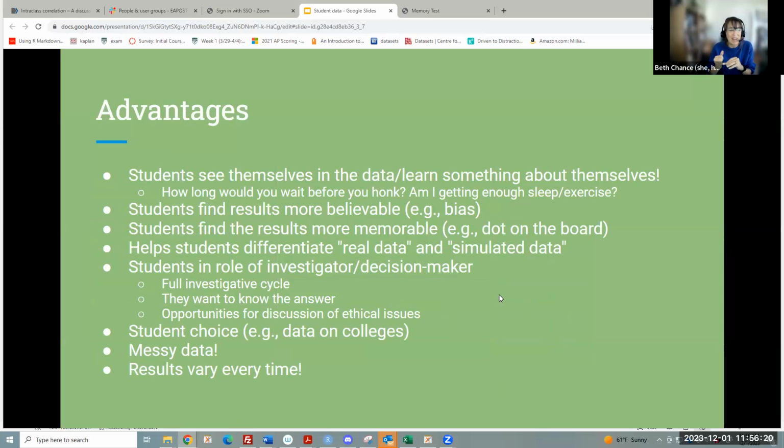So I think these have mostly been said, but also not only students seeing themselves in the data, maybe they're learning something about themselves as well. How much sleep am I supposed to get, and am I getting enough?